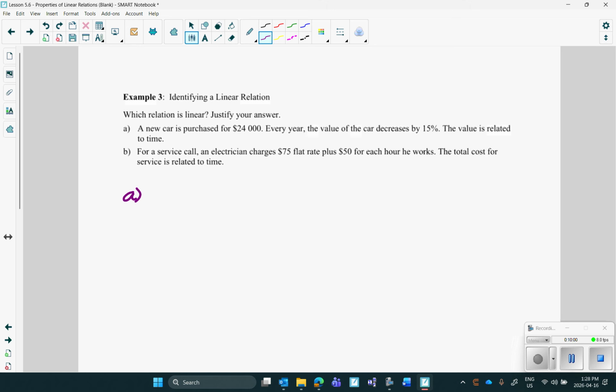Well, let's do a table. Let's say year and cost. Or sorry, not cost, value. That's a better word for it. Value. So at year zero, like when we just buy it, it's worth $24,000.